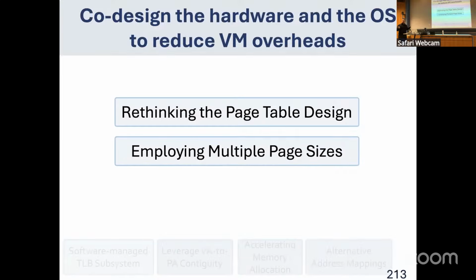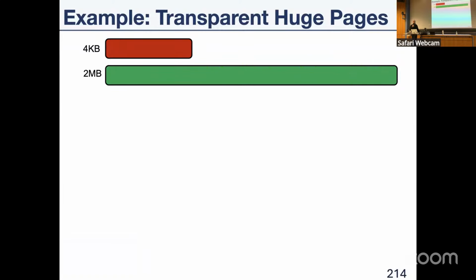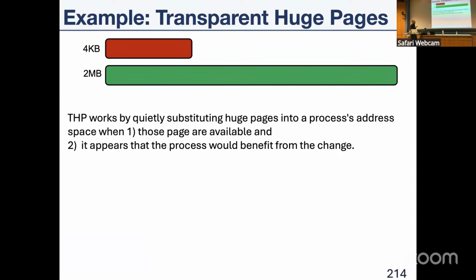Another approach is to employ multiple page sizes. And this is an example of what modern Linux operating systems do. They use both 4 kilobyte and 2 megabyte pages. How does this work? THP works by quietly substituting huge pages into a process's address space when those pages are available, and when it appears that the process would benefit from the change. So when you activate transparent huge pages in your system, Linux does the following. If it finds a 2 megabyte page free, it allocates it and asks: is this page going to be beneficial for this process or not?